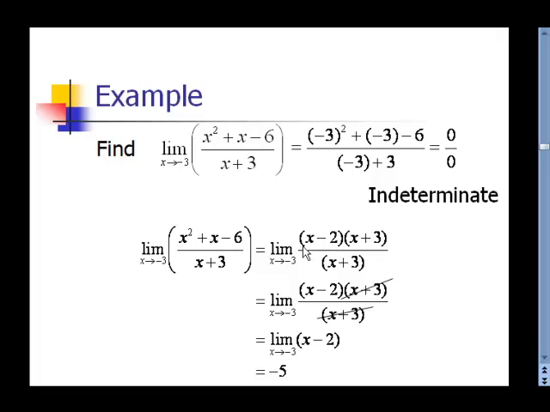The numerator can be factored as x minus 2, x plus 3. The denominator was already simplified. We have x plus 3's that we can cancel out. So our reduced function is just x minus 2. We now substitute -3 in for the x and calculate, and our answer is -5.